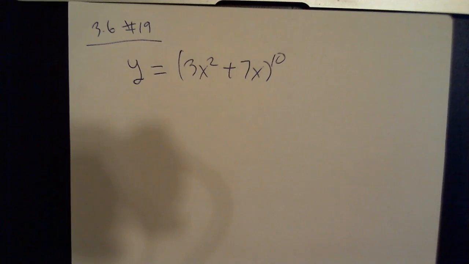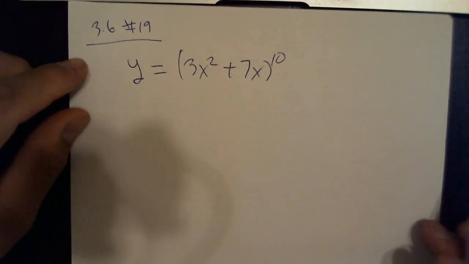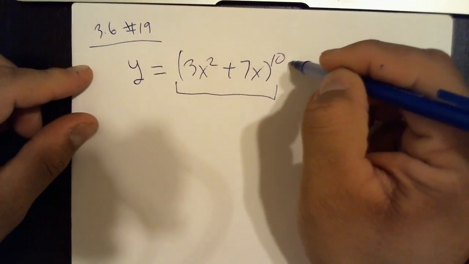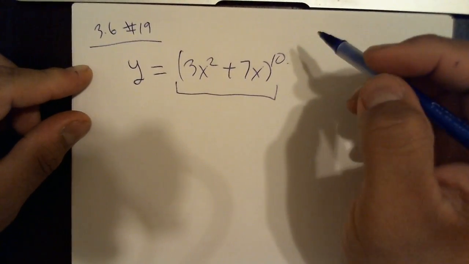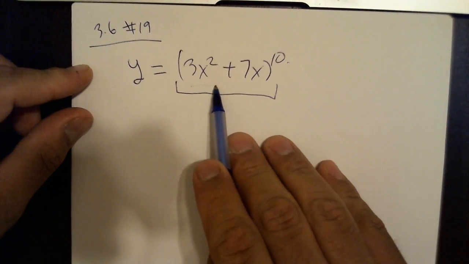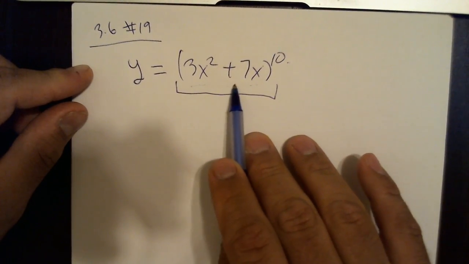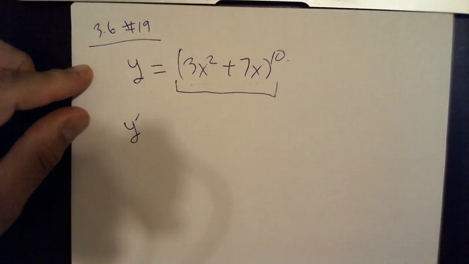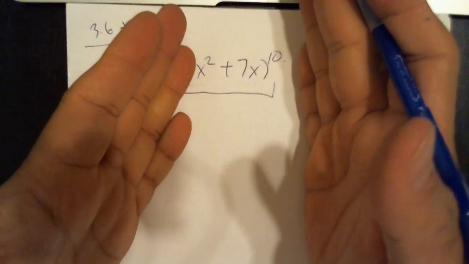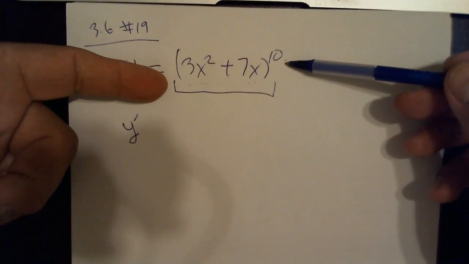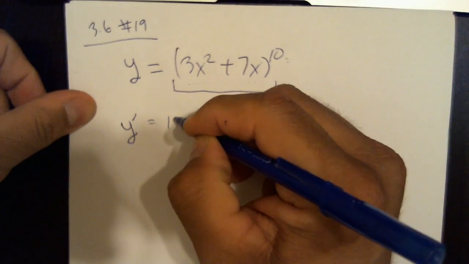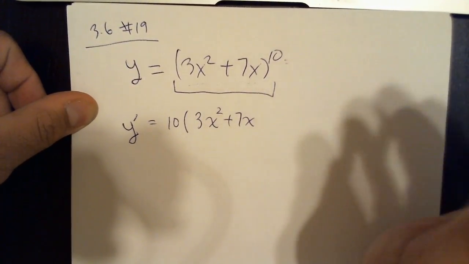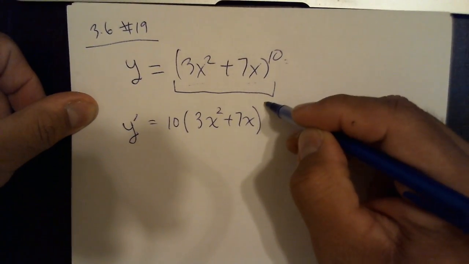All right, so for this one, we want to find the derivative. Again, think of this as layers. The outer layer is this function that's to the 10th power, and the inner layer is this quadratic, 3x squared plus 7x. So start with the outer layer. The outer layer is telling me to use the power rule here. Leave the inside alone. We're not doing anything to that function.